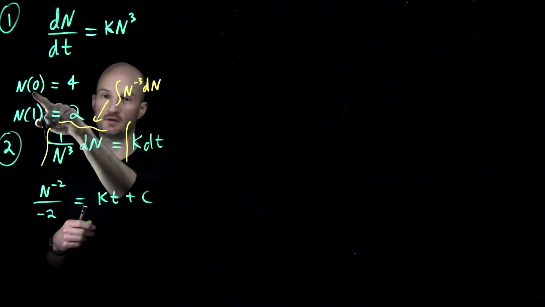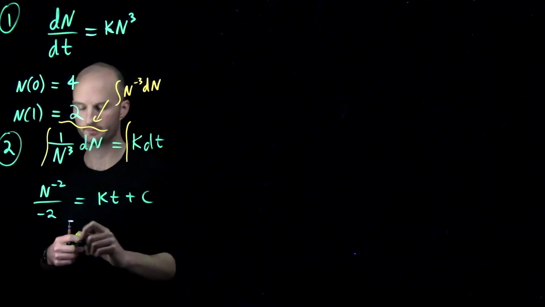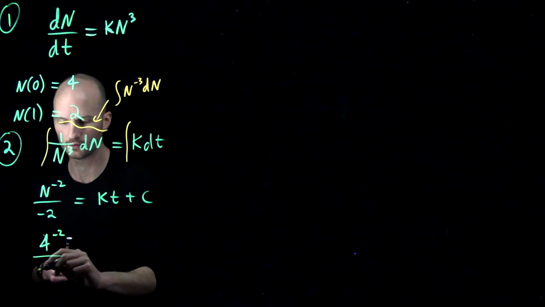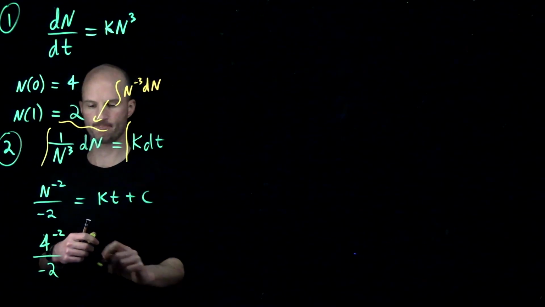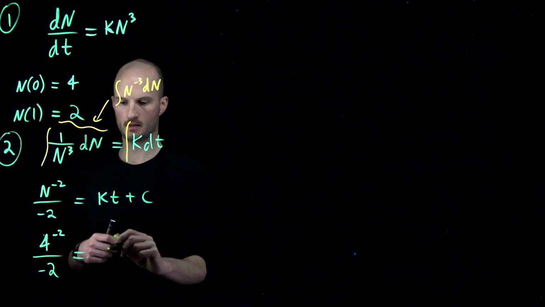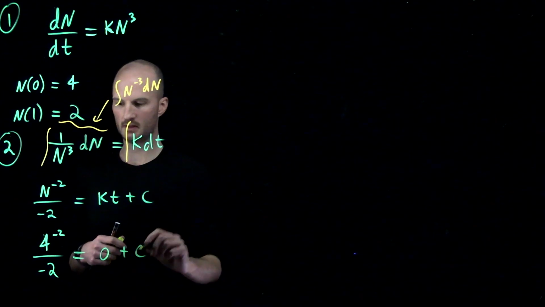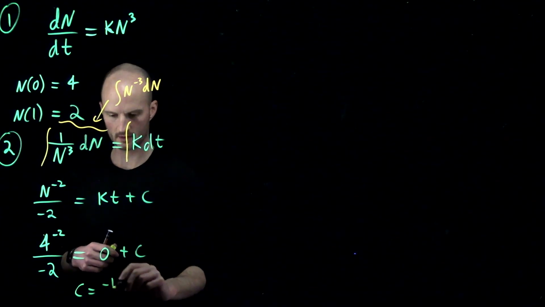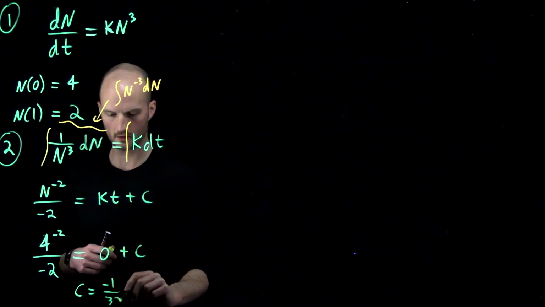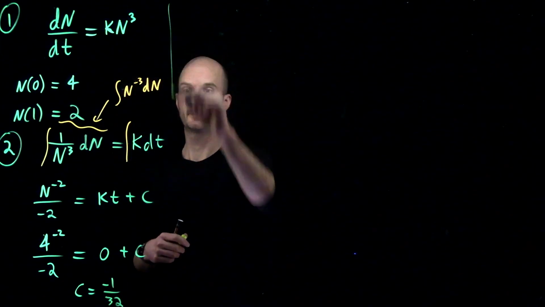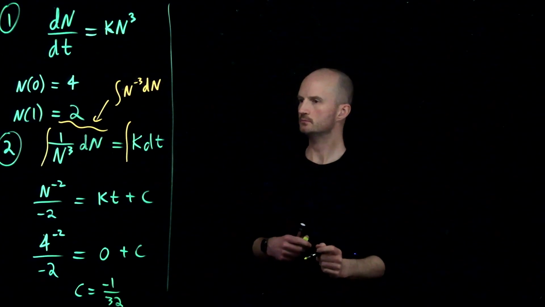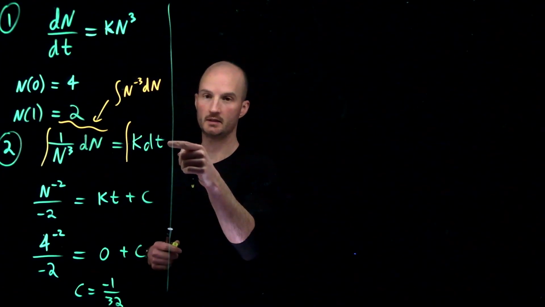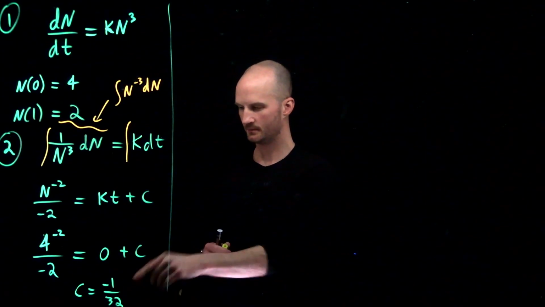Okay, when time is 0, n is 4. So that's 4 to the minus 2 over negative 2 equals k times 0 plus c. So working this out, I get c is negative 1 over 32. So I plugged this piece of information into my differential equation, and voila, I have c.